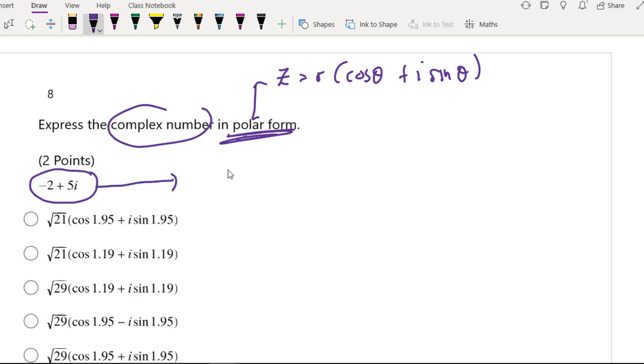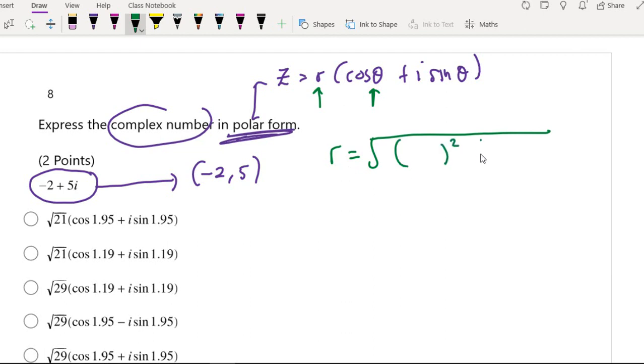Maybe you can change it to the coordinate (-2, 5). With this coordinate, you need to find the modulus and the argument. So the first step is to find the modulus r. Substitute into the formula: (-2) and 5. Then the answer is 4 plus 25, which is 29. So the modulus is square root of 29.